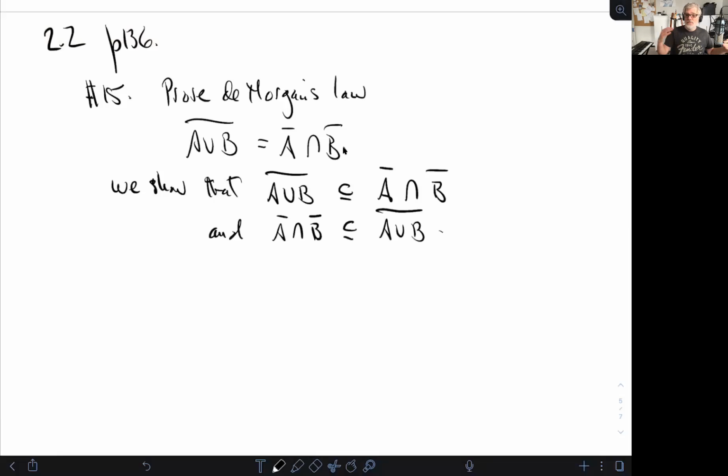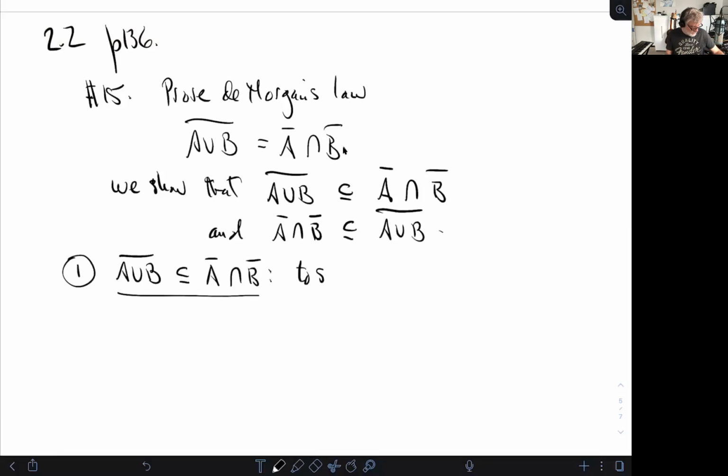Okay, so these are 2 separate arguments, although in this particular case the whole thing is very symmetric. It's not always the case, but in this case it is. But in any event, let's start with (A union B) complement subset A complement intersect B complement. I want to show this is true.